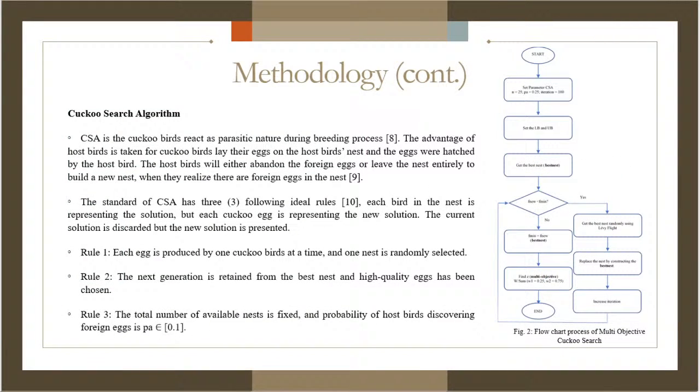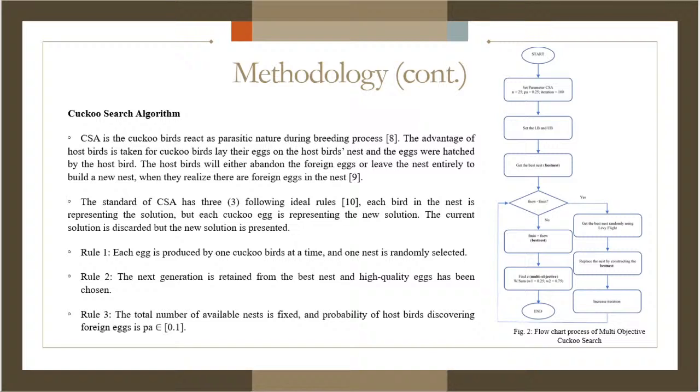Cuckoo search algorithm, CSA, is based on cuckoo birds, which behave as parasitic nature during breeding process. The advantage of the host birds is taken as cuckoo birds lay their eggs in the host bird's nest and the eggs will hatch by the host bird. The host birds will either abandon the foreign eggs or leave the nest entirely to build a new nest when they realize there are foreign eggs in the nest.